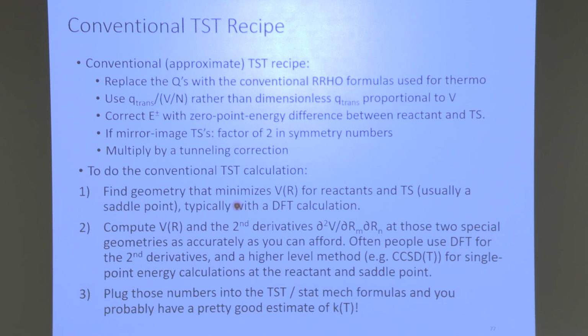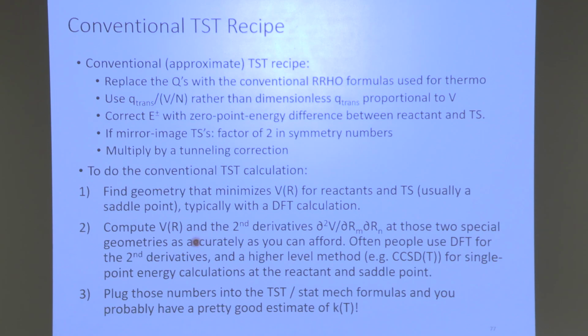And so you have to find the geometry that minimizes the V of R, same as we did for thermo. Now you also have to find the geometry of the saddle point on the potential surface, on the dividing surface between the reactant and the product. And typically we do all that work with DFT calculations. Then we have to compute V of R and the second derivatives at these stationary point geometries we found as accurately as we can. Usually for the second derivatives, currently people use DFT.